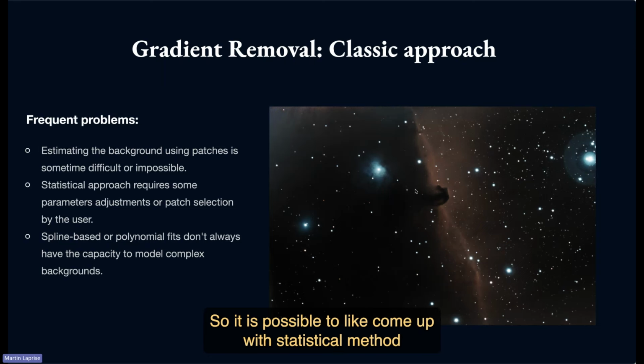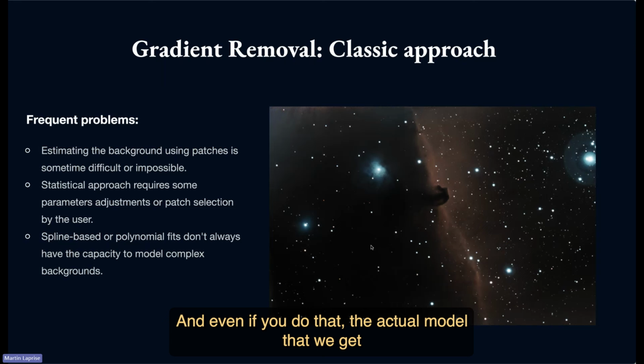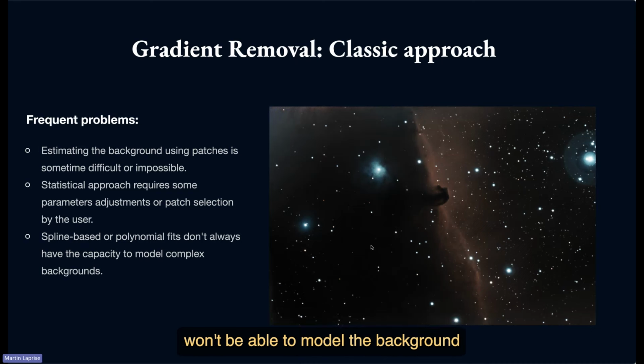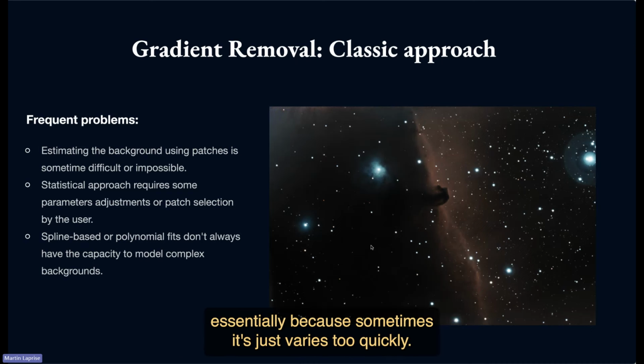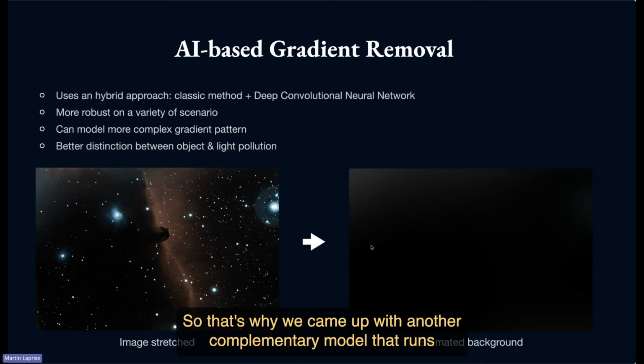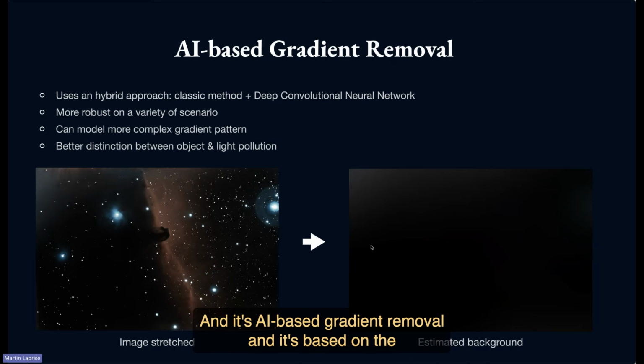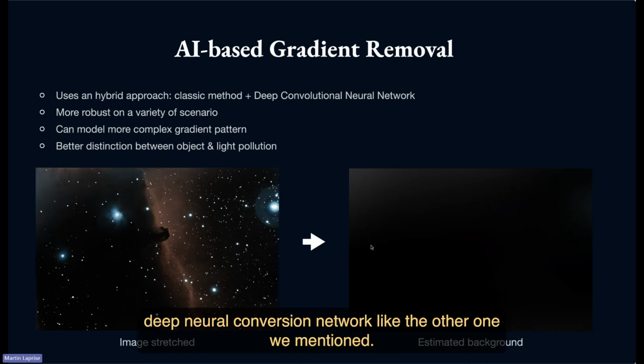So it is possible to come up with some statistical method to just sample the relevant part, but it's not always possible. And even if you do that, the actual model that you use to simulate the background, the spline or the polynomial fit, won't be able to model the background essentially, because sometimes it just varies too quickly. So that's why we came up with another complementing model that runs in the app as well. And it's AI-based gradient removal. It's based on a deep convolutional neural network like the other one we mentioned.